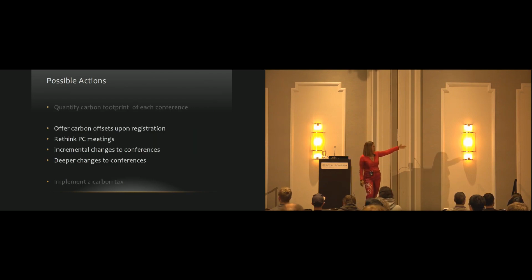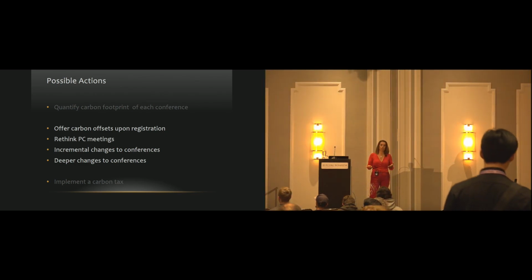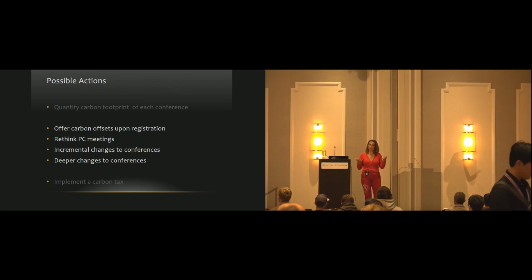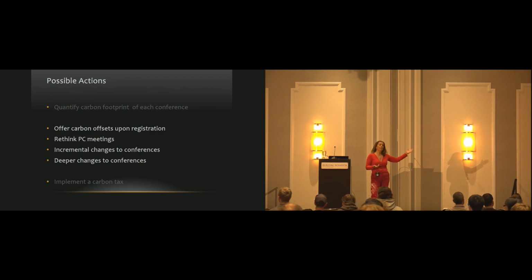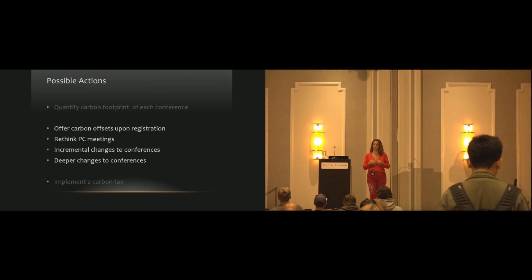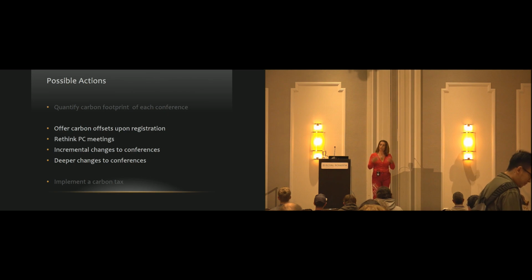And other possible actions are things in the middle. You can offer carbon offsets upon registration, which I know was the case here at UIST. I don't know if you noticed, but you had the option to buy carbon offsets. That sometimes is a little controversial because you may not know how the money is being used and all that stuff. You can rethink PC meetings. I know many ACM conferences have this practice of flying the PC members all over the world to meet for 2 days. And again, that is relatively costly, although not as much as the actual conference, right?